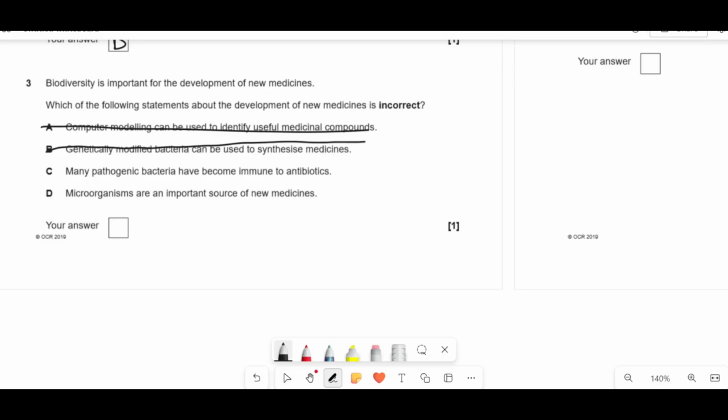Many pathogenic bacteria have become immune to antibiotics. When they don't become immune, they become resistant. So that's that one, because immune implies that they're making their own white cells and antibodies and attacking it, and they're not doing that. And microorganisms are an important source of new antimicrobial medicines. That is true, because we got penicillin from fungus, so that one's got to be C. So just remember in these questions, the phrasing and the terminology also matters, not just what fact it's conveying.